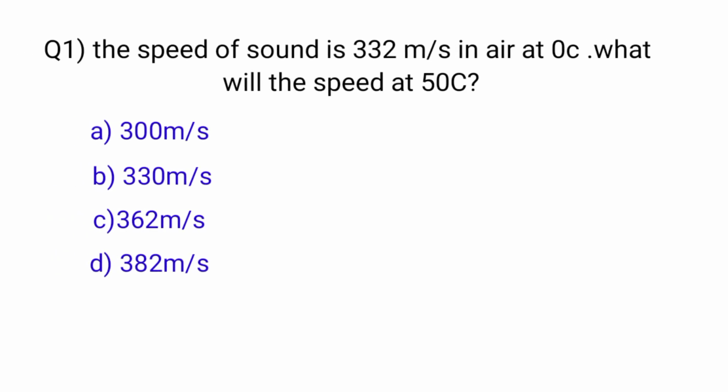Question number 1. The speed of sound is 332 meter per second in air at 0 degree centigrade. What will be the speed at 50 degree centigrade? The option C is the correct answer, 362 meter per second.